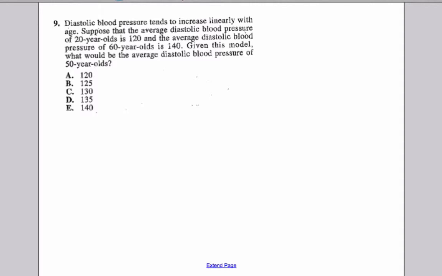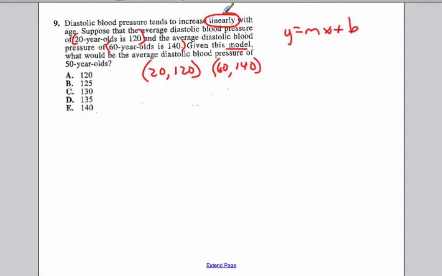Some people might want to try and graph this and guesstimate from graphing it. I think what I see is a couple coordinates here. I see 20, 120. And I see 60, 140. And what they're saying is given this model, in other words, we are dealing with y equals mx plus b because it's linear. So let's go ahead and find our slope.